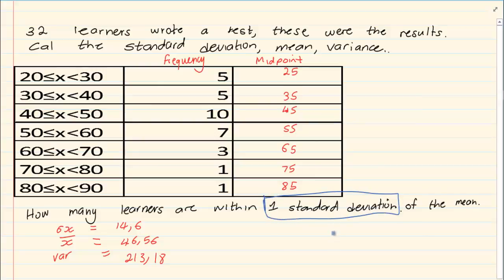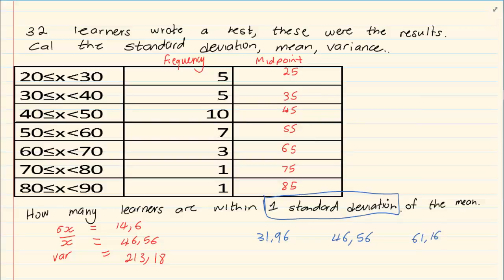Now the next question says how many learners are within one standard deviation of the mean. So what we're going to do is take the mean, which is 46,56. We're going to subtract the standard deviation, which is minus 14.6, and we get 31,96. Then we're going to say 46,56, and we're going to add 14,6, which is equal to 61,16.